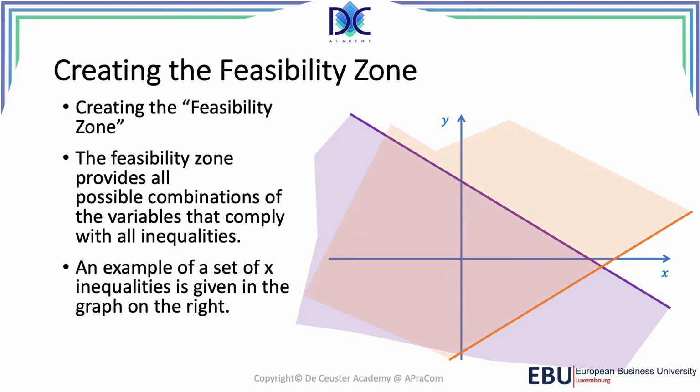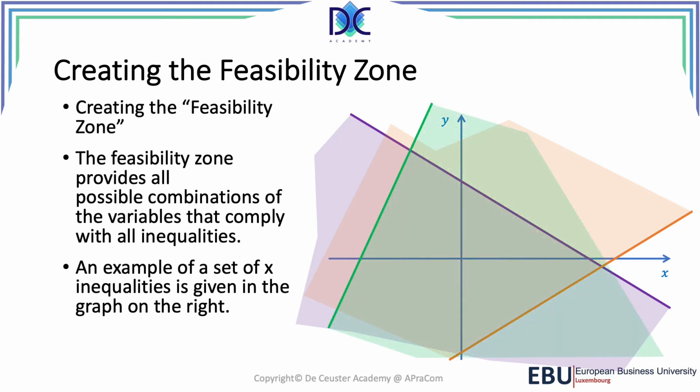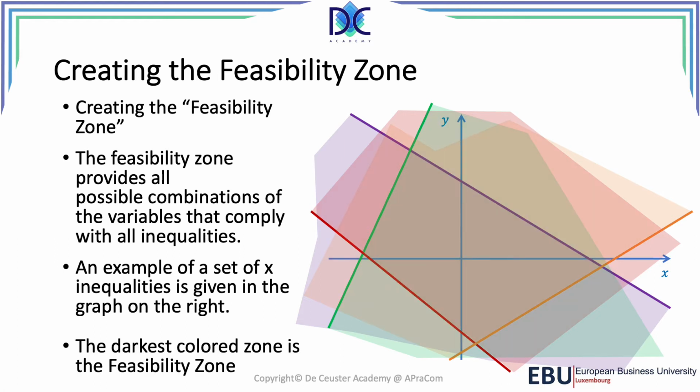At first we had only the zone below the purple line. Now we have the orange line, and we see that the zone between the 2 lines to the left is in fact compliant with both equations. We have another one, and we see that the zone is getting limited. And the last one gives us here a closed zone, the darkest zone, where we find basically the feasibility zone.